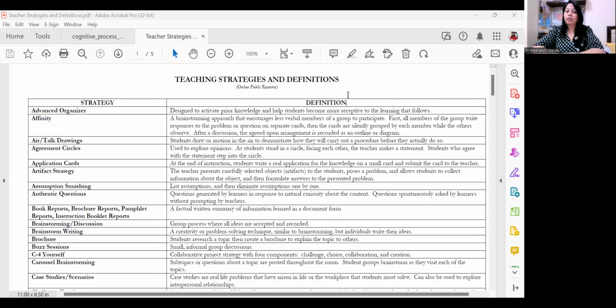And the next one is brainstorm writing, a creativity or problem solving technique similar to brainstorming, but individuals write their ideas. When you are working in a group, that is collaboration. Suppose four students are there in a group. They are sharing some ideas, jotting them down, that is brainstorming.